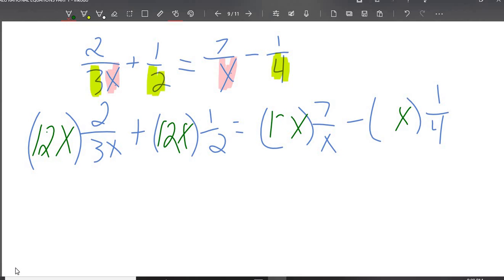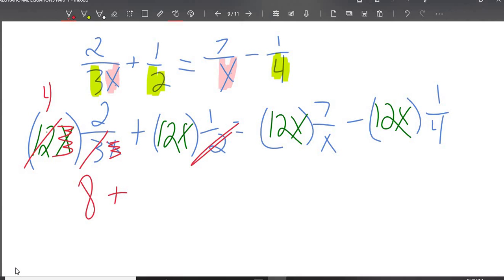If there's an x in the denominator, it takes out the x in the parentheses. And we divide the 3 and the 12, it goes 4 times. 4 times 2 is 8. Here, we divide the 2 and the 12, it goes 6 times. We multiply the 6 and the x together. Now here, the x's take themselves away completely. Multiply the 12 and the 7 to get 84.